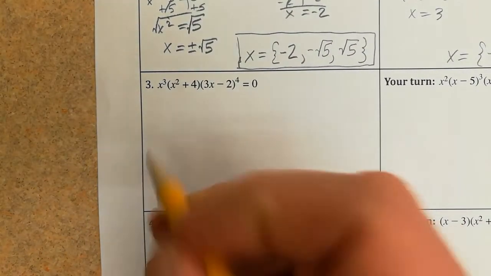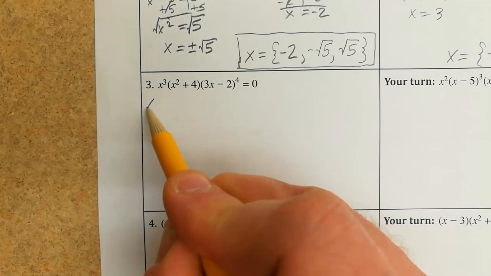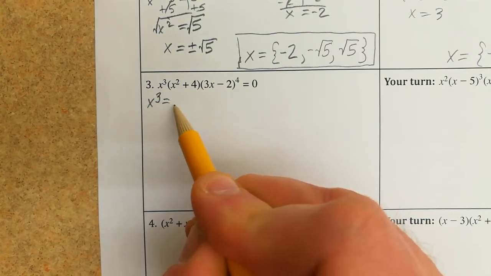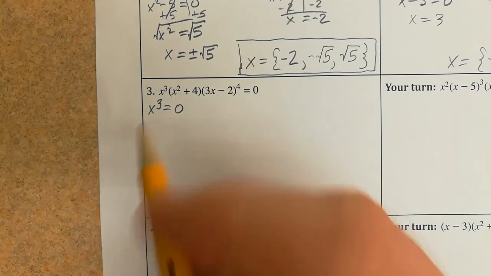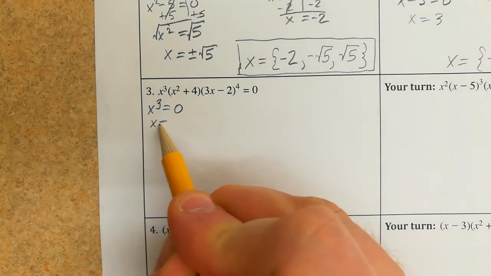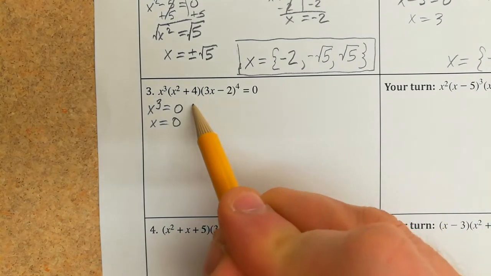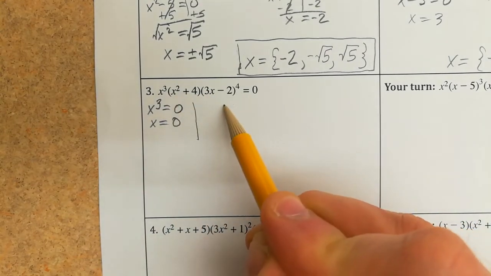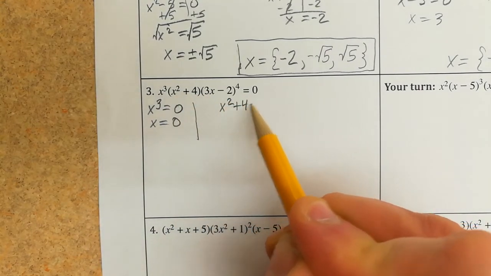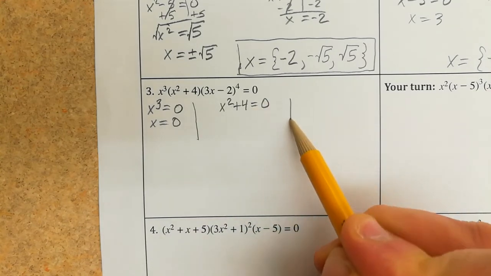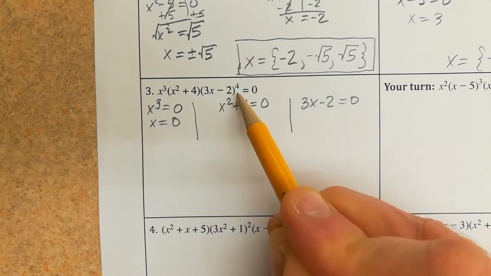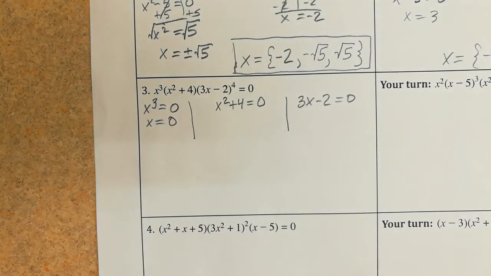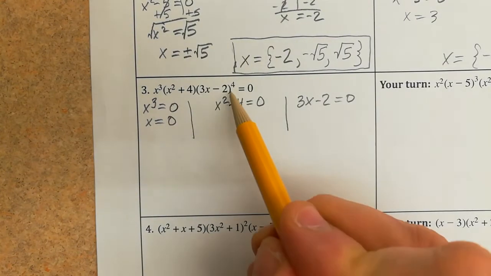This time, again, you can go x to the third equals 0, and in fact, you can kind of ignore the third power. It's not going to matter. Either way, x equals 0. And then we have x squared plus 4. That could be equal to 0. And then the last thing is 3x minus 2 equals 0. It doesn't matter. You don't have to put the fourth power. You can kind of ignore that.